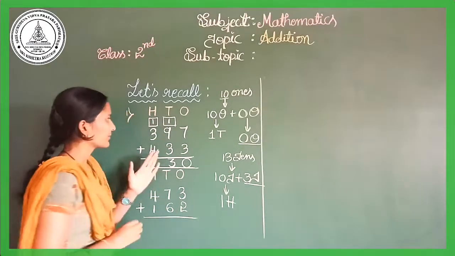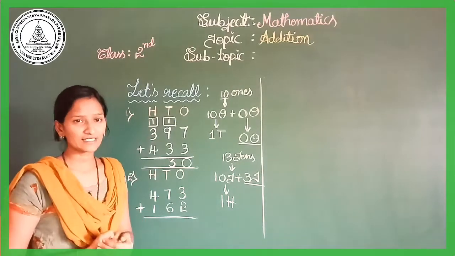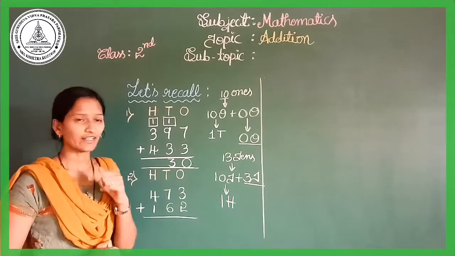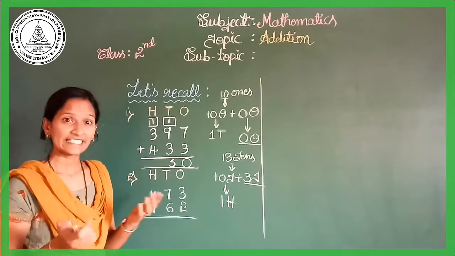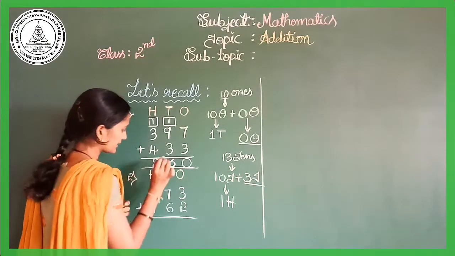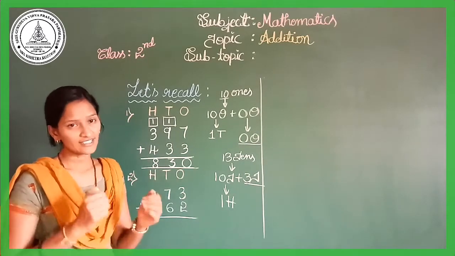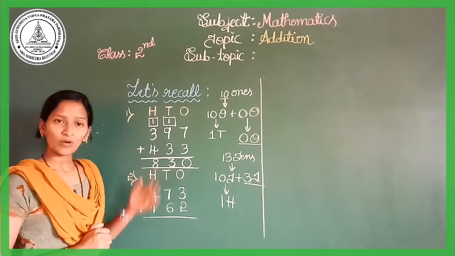Okay, so now come to the hundreds column. 4 plus 3. What is 4 plus 3? 4 plus 3 is 7. 7 plus 1 is 8. So write here 8. So which is our sum? 830 is our sum. Yes, children. So this is the first problem.